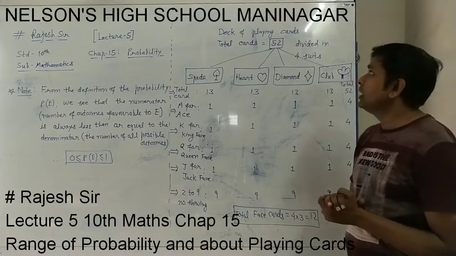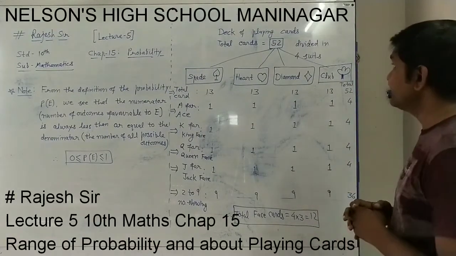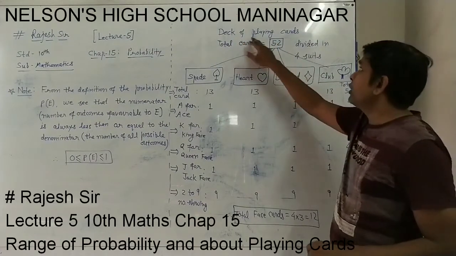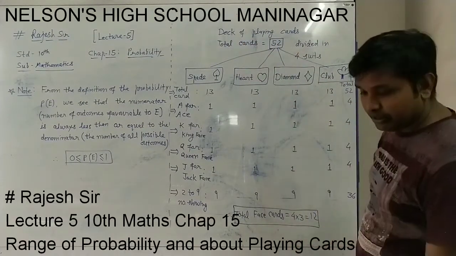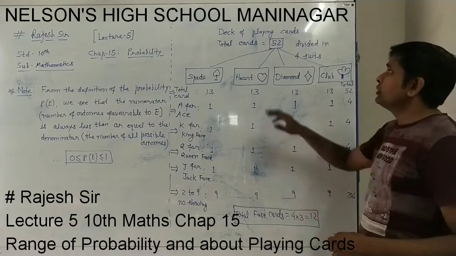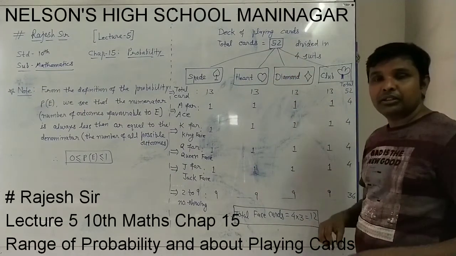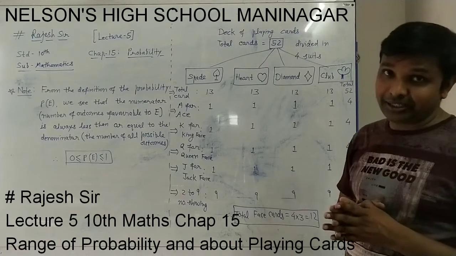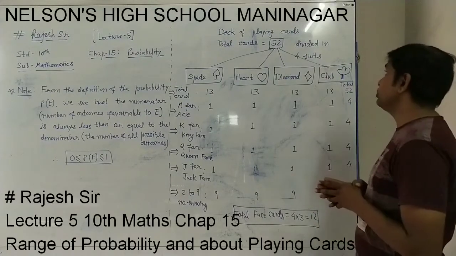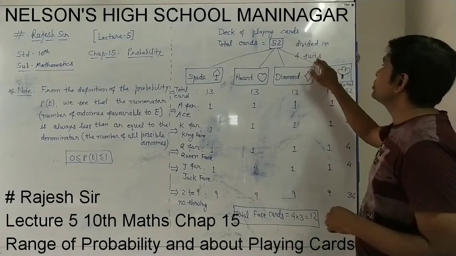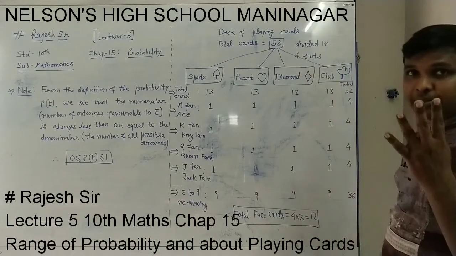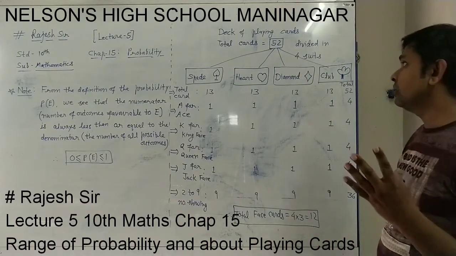Right? Now we want to understand about the cards. The deck of playing cards that we play with sometimes, the total cards in it we will count, are 52 cards. How many cards? 52 cards, divided into 4 suits. They have 4 types of cards. They are called 4 suits.